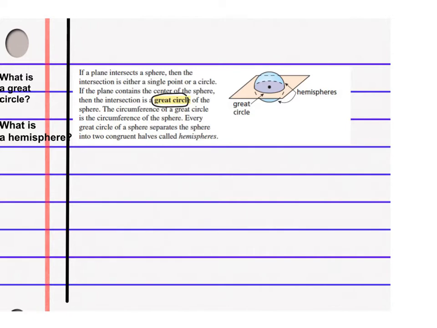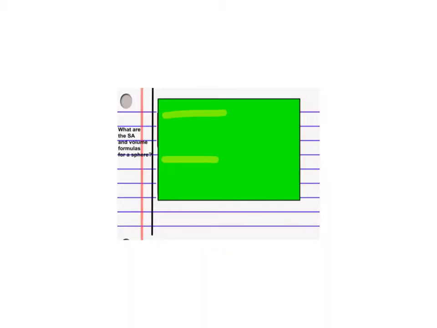And then the other thing they're telling you is a hemisphere is half of a sphere. That's the important information. Great circle, we'll talk more about on the next slide as well.